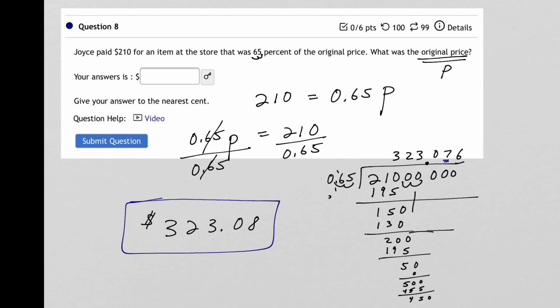And you could check it, right? You could take 65% of that, and we better get back 210, or at least within rounding error, we better get something very close to 210.